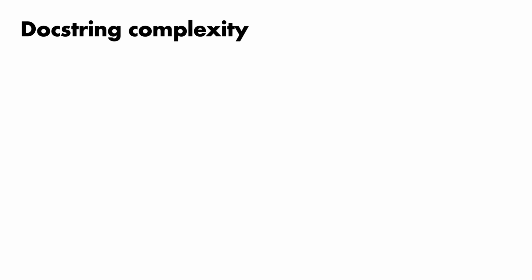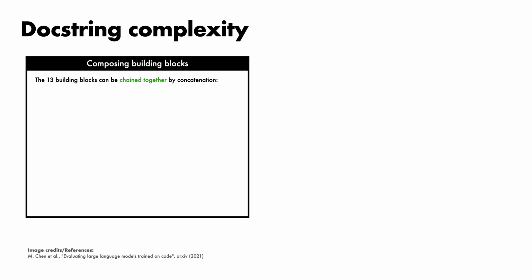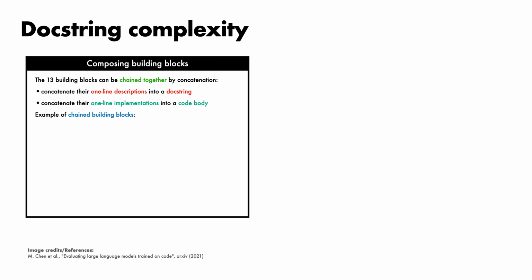Given these 13 blocks, we can simply chain them together by concatenation to build synthetic prompts of varying complexity. Specifically, we concatenate their one-line descriptions into a docstring, and concatenate their one-line implementations into a code body. Let's look at a simple example.